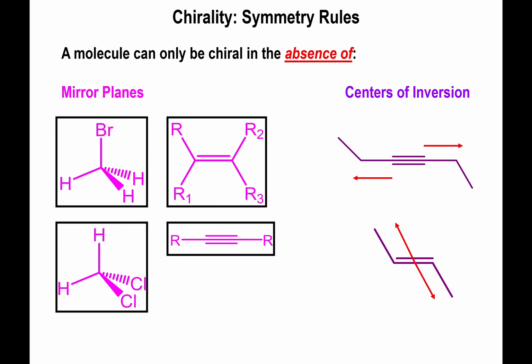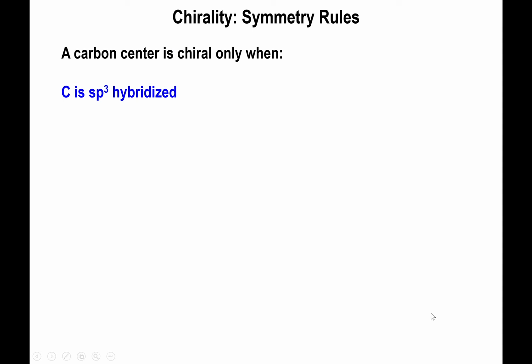So these two molecules, on top of having the alkene and the alkyne, also have the center of inversion present in it. So none of these molecules are expected to be chiral, at least in the middle of the molecule. Now, the thing that you do expect to see for a carbon to be chiral is for the carbon to be sp3 hybridized.